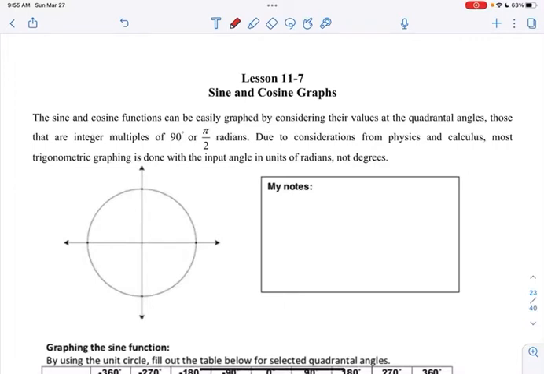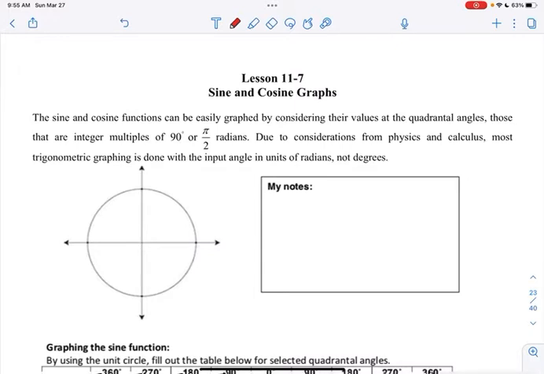Algebra 2. This is Unit 11, Lesson 7, and today this video is about graphing sine and cosine graphs. Sine and cosine graphs can be easily graphed by considering their values at the quadrantal angles. Those are the ones that are 90, 180, 270, 360, or pi over 2.